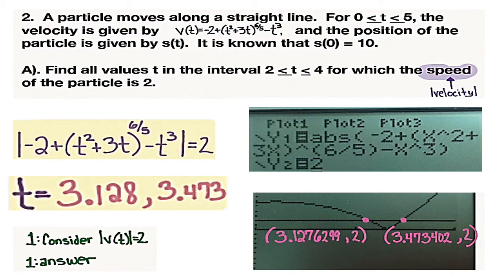We get 1 point for considering the absolute value of velocity equal to 2, and 1 point for the answers 3.128 and 3.473. Again, if you wanted to, you could subtract the 2 over and enter all of it in for one equation and see where it crosses the x-axis instead, and it'll still cross at 3.128 and 3.473.